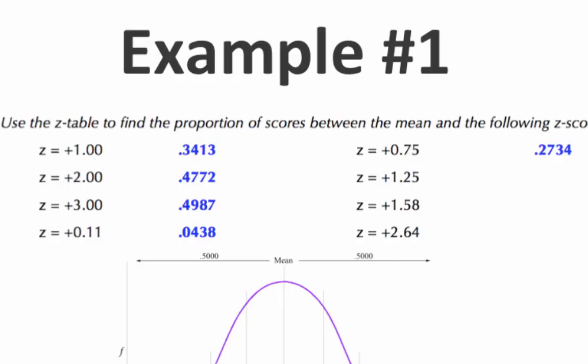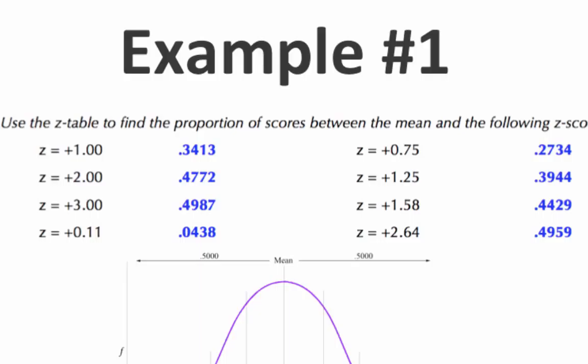For a z of positive 0.75, 0.2734. For a 1.25, 0.3944. For a 1.58, 0.4429. And for a positive 2.64, 0.4959. So here's a question. All of these z-scores were positive.